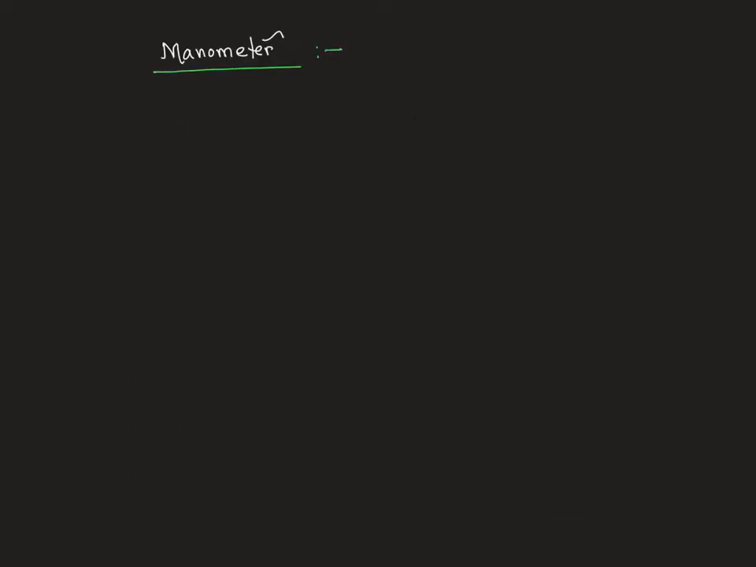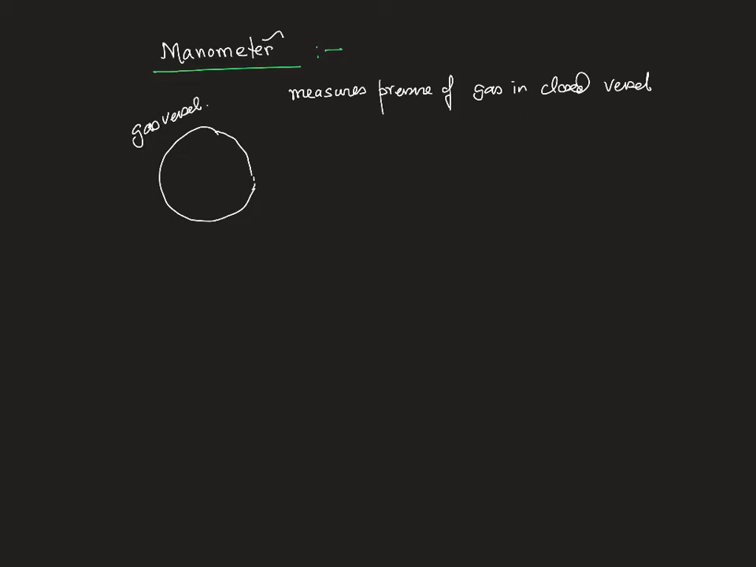Now we will discuss about manometer. Manometer is a device to measure pressure of a gas in a closed vessel. Say this is the vessel containing a gas. This is a gas vessel. It has gas. Pressure of the gas is P.